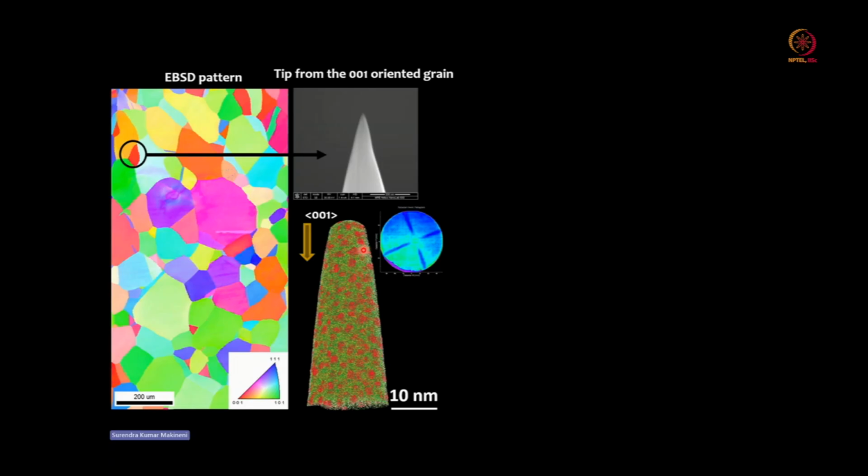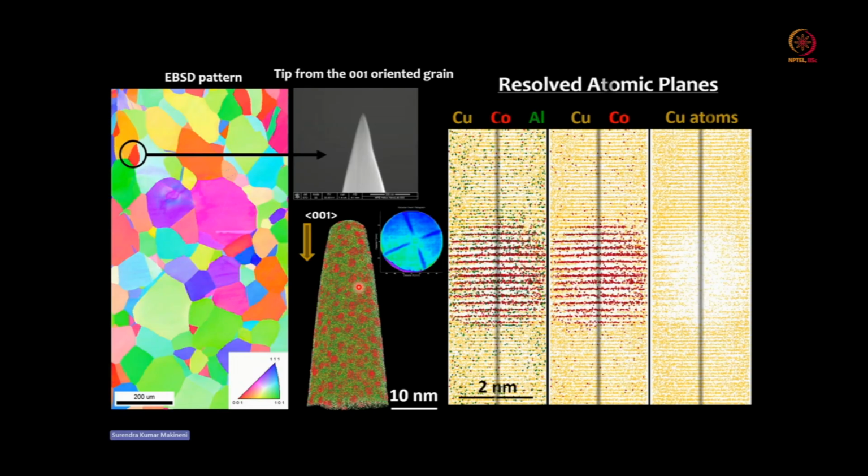cobalt atoms. In the desorption image, we can see that the orientation of the needle specimen is near to 001. If you magnify along the z direction, you can actually resolve these atomic planes. Golden color corresponds to copper, green color corresponds to aluminum, while the cobalt is the red color atoms. And you can see that the resolution of these atomic planes is almost like a spatial resolution of the d spacing of 001.